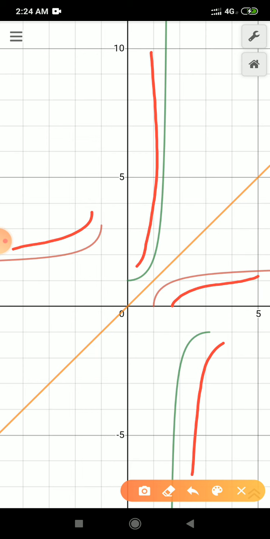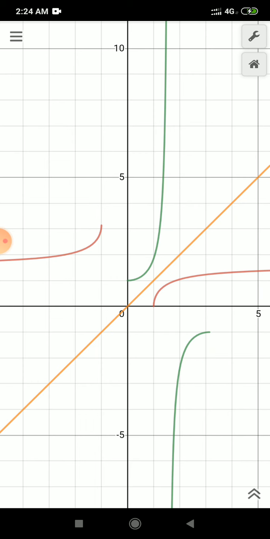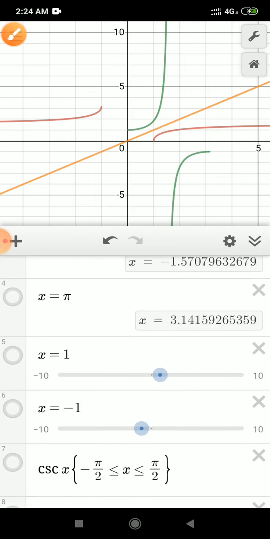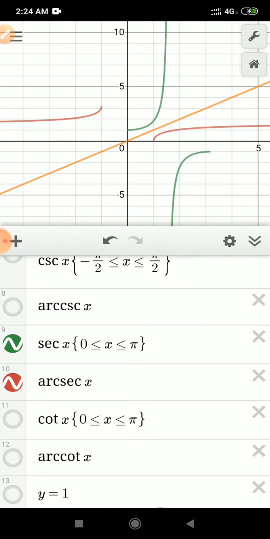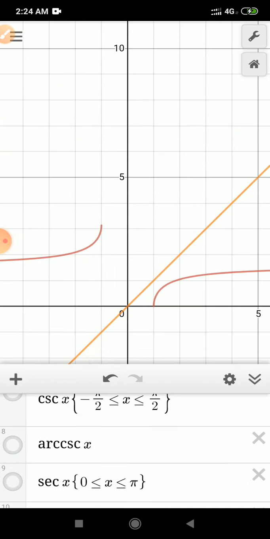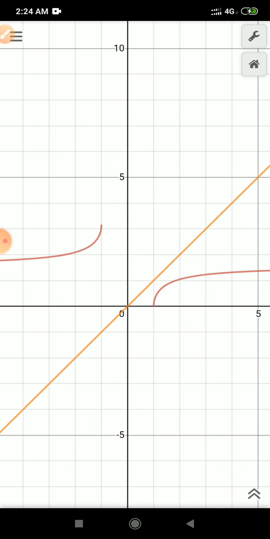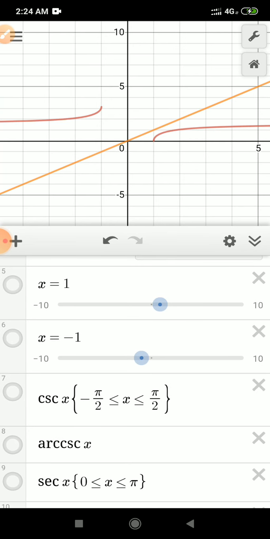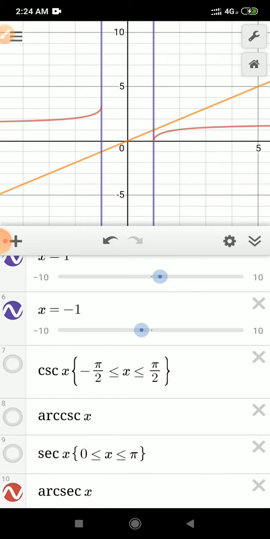So clearly we can see it is a reflection about the line y equals to x, and clearly it is the inverse for sec. So the next question, what are the domain and range for this sec inverse? So let me deactivate the line for sec, and let me activate the lines x equals to 1 and -1 and y equals to pi.